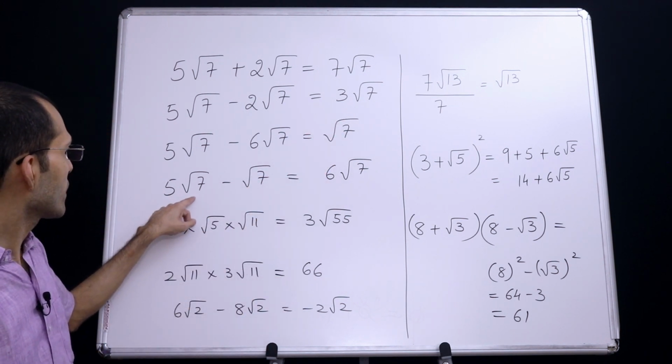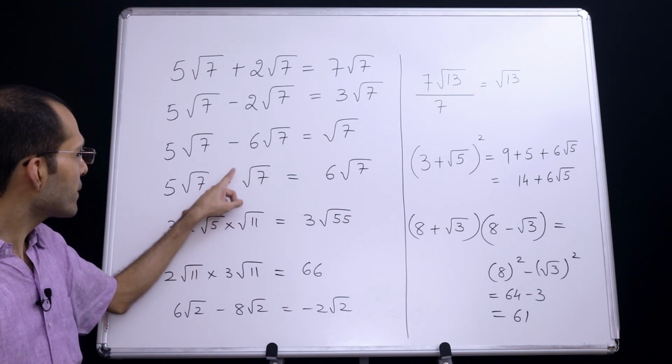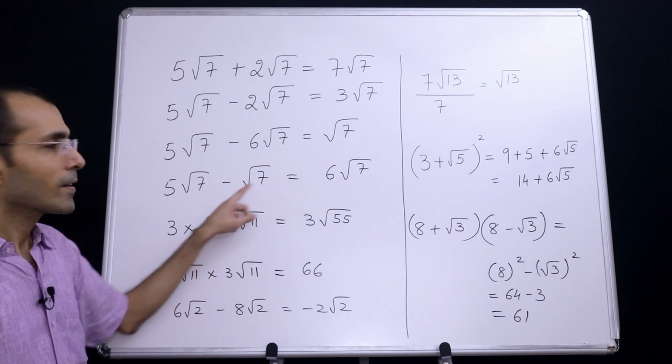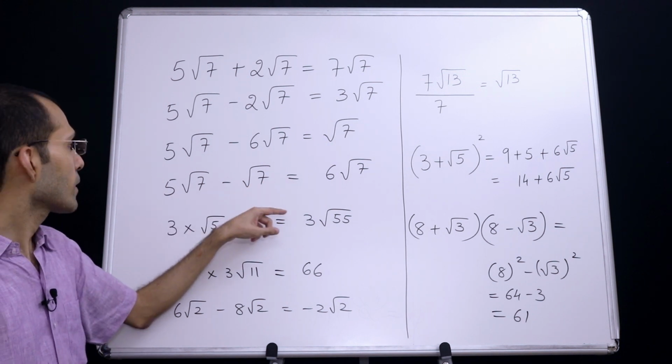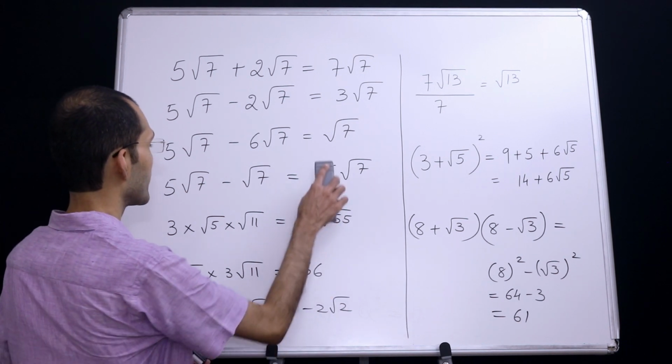5 root 7 minus root 7. Root 7 means it is 1 root 7. So 5 minus 1, 4. That will be 4 root 7. I have made a mistake.